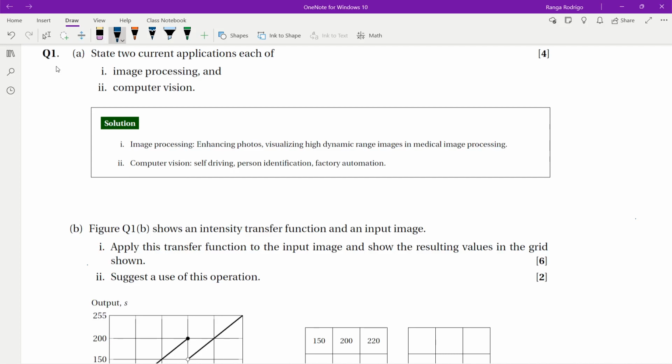Hello, welcome everyone. Let's do some questions on image processing and computer vision. First question, state two current applications each of image processing and computer vision.